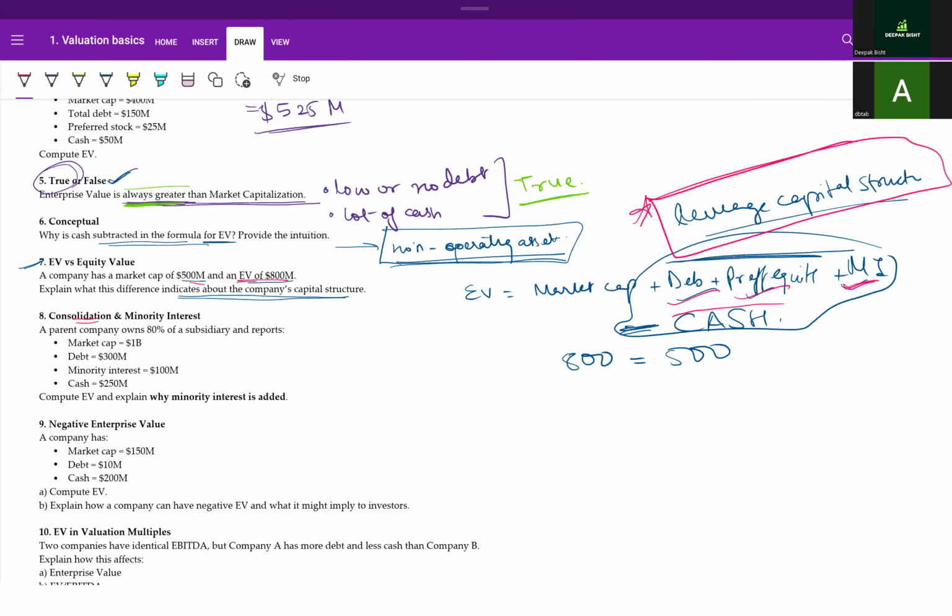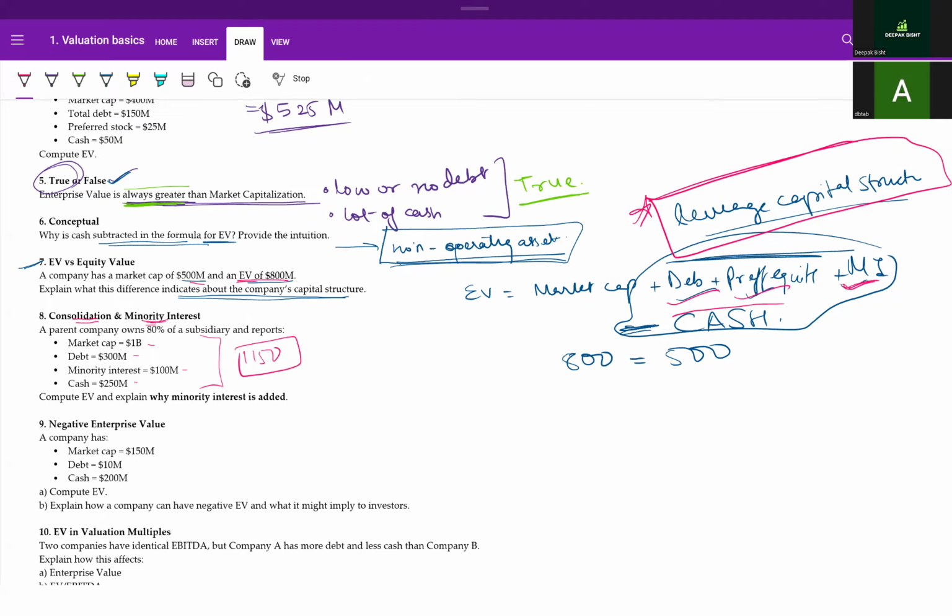Consolidation and minority interest: if we own a company that is more than 50% and less than 100%, we consolidate that company's financials into our company's financials, and we report the minority interest in the income statement. That's consolidation. If the market cap is $1 billion, debt is $300 million, minority interest is 100, and cash is 250, then if we calculate this, it comes out to be 150.